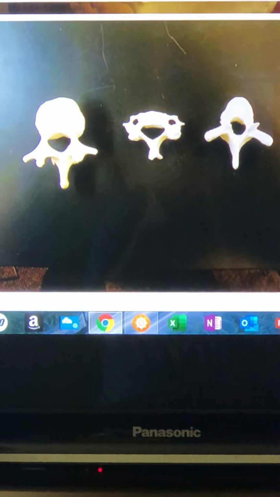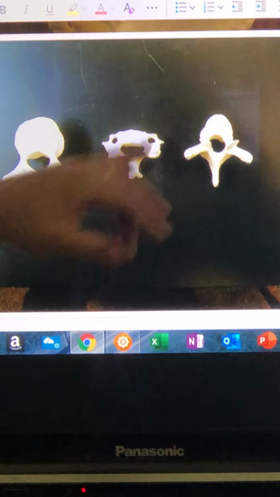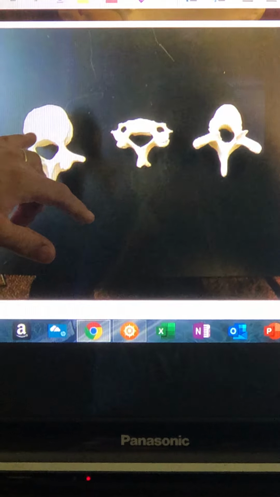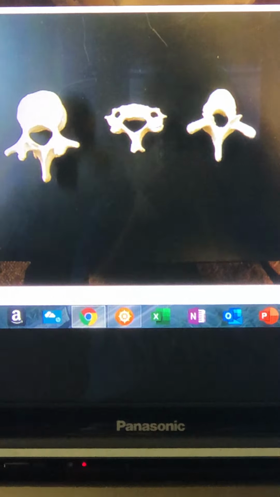So that's another way I could ask this. Which one of these is part of 7 segments in its region? That would be your cervical. Which one is part of 12? Which one is part of 5? So, simple enough.